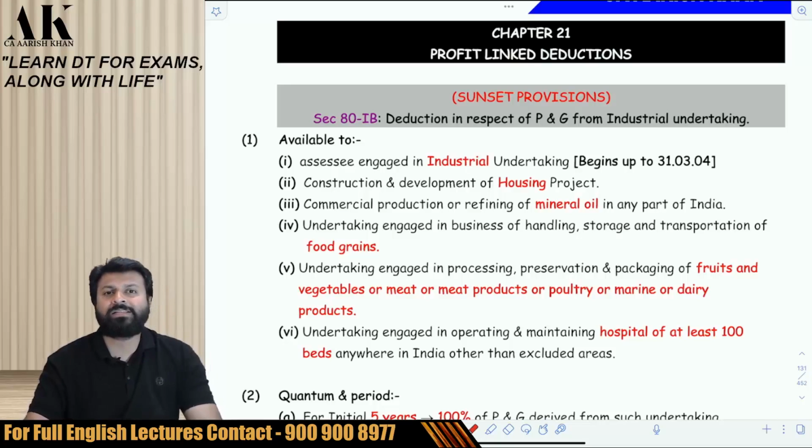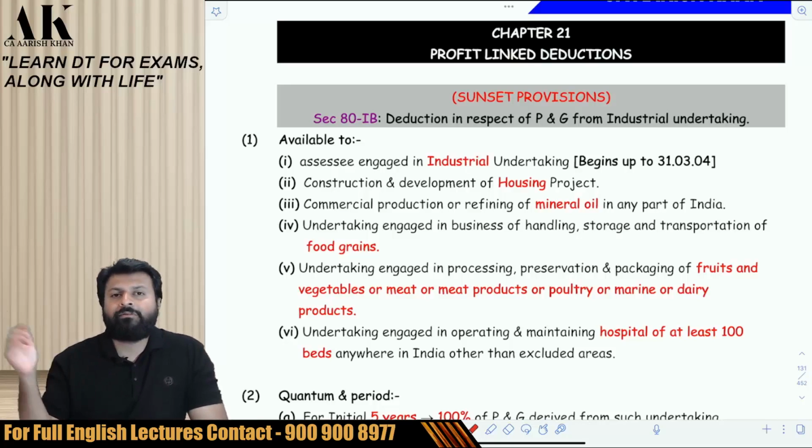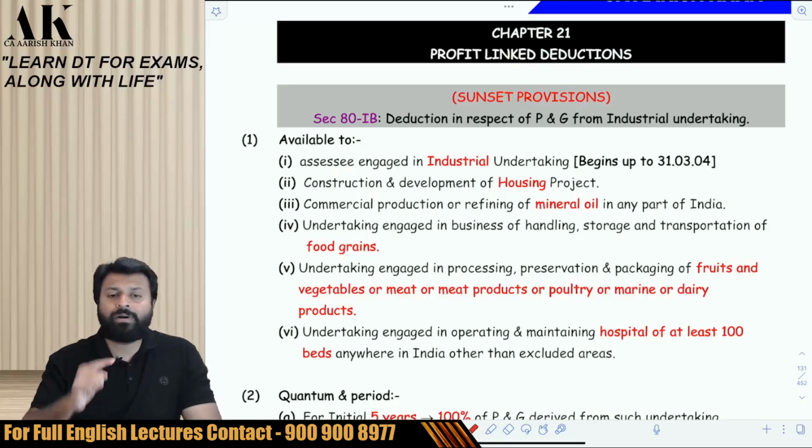Profit linked deductions means a deduction which is available on earning some profits. In CA Inter, you have done payment linked deductions like 80C, 80D, 80G. All these deductions are allowed on making certain payments. But this one is not allowed on making certain payments. This one is allowed on earning certain incomes.